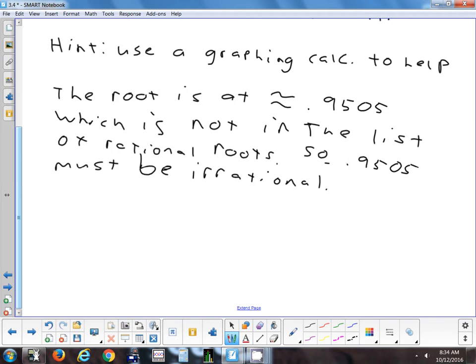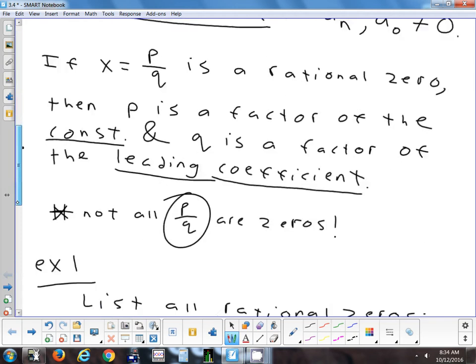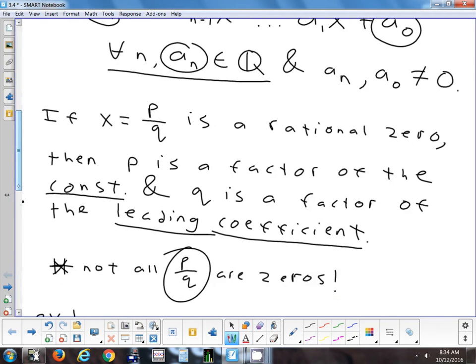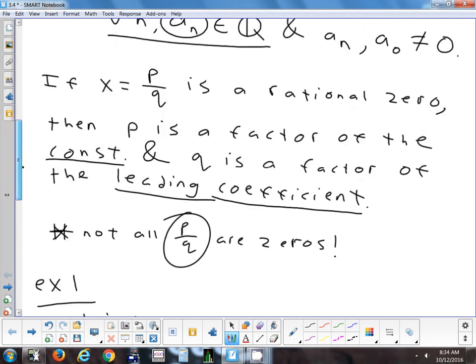Yeah? What's Q? I don't get the Q coefficient. Q. So if we want to go back, P is all the factors of the constant. Q is the factors of the leading coefficient. Hey, we're gonna do another one too.